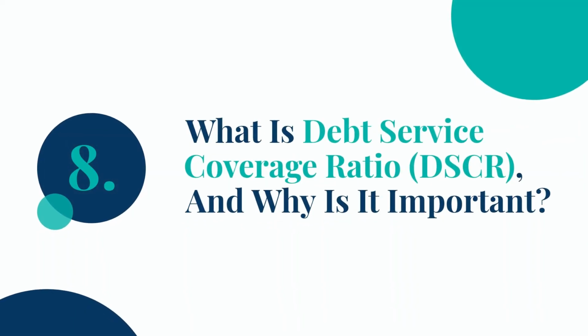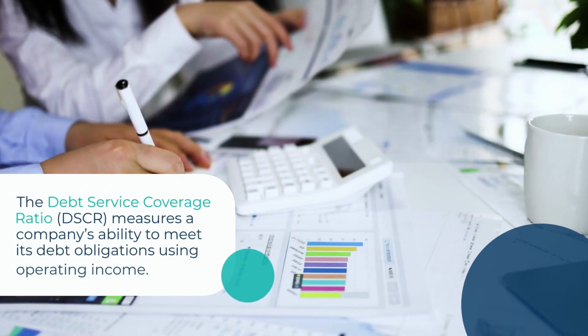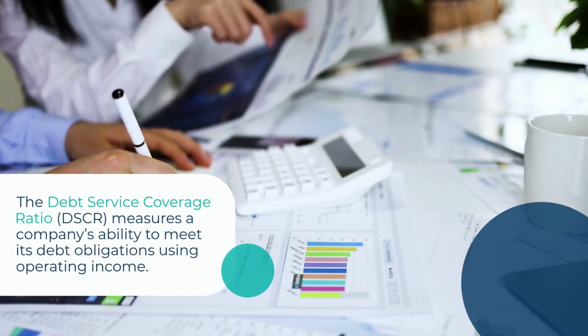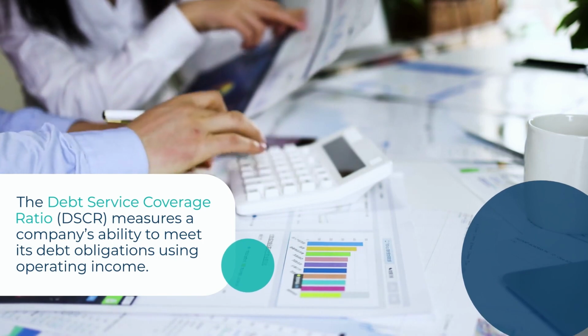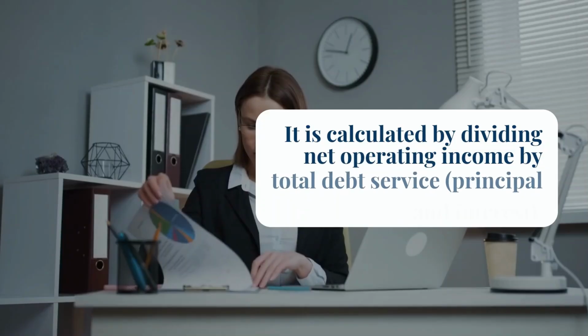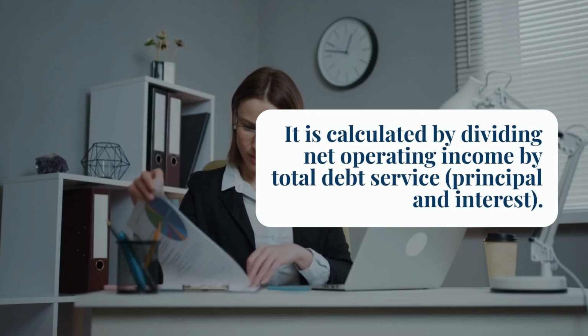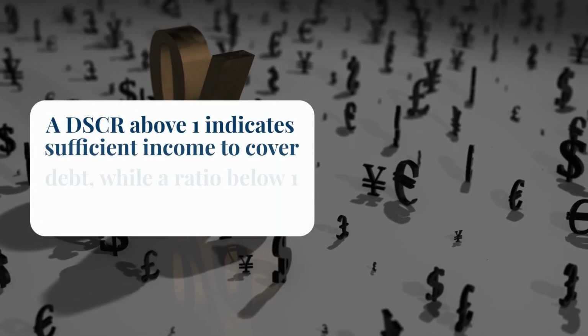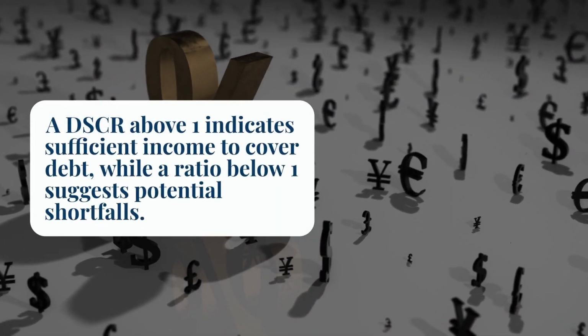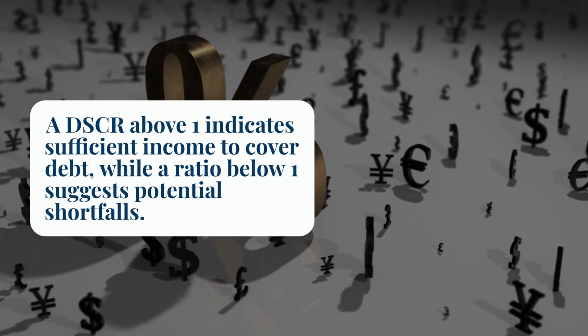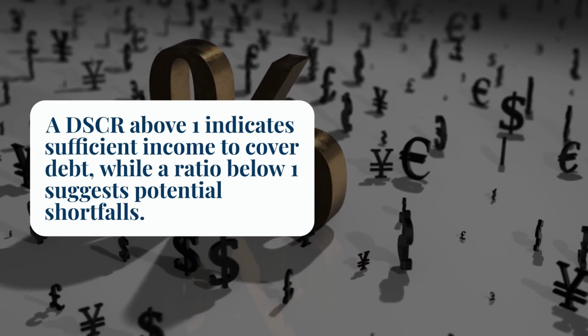8. What is debt service coverage ratio, DSCR, and why is it important? The debt service coverage ratio, DSCR, measures a company's ability to meet its debt obligations using operating income. It is calculated by dividing net operating income by total debt service, principal and interest. A DSCR above 1 indicates sufficient income to cover debt, while a ratio below 1 suggests potential shortfalls.